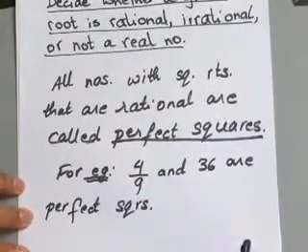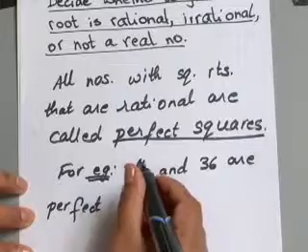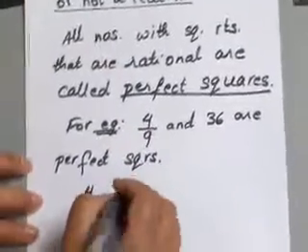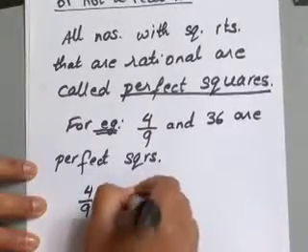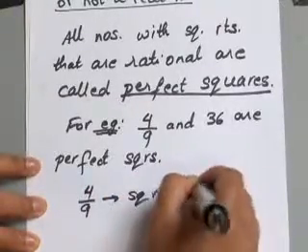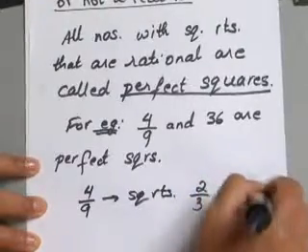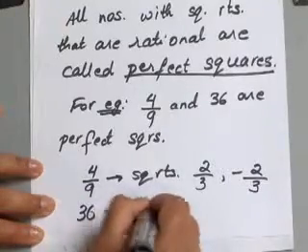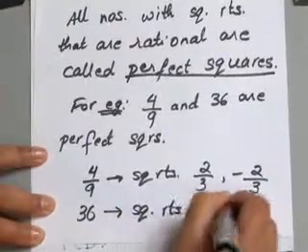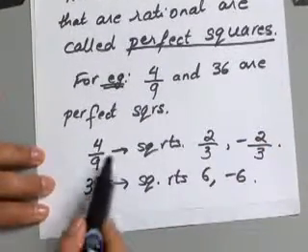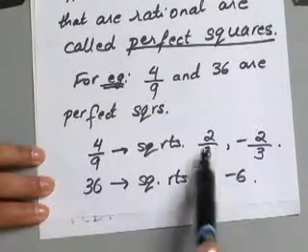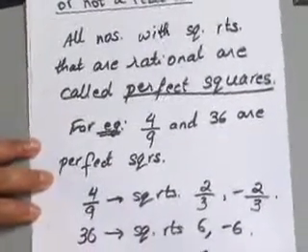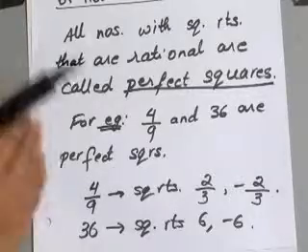Okay, because their roots are going to be... 4 over 9, its square roots are 2 over 3 or negative 2 over 3. And then 36, of course, your square roots will be 6 or negative 6. Okay, so in each one of these you can see your square roots are rational numbers, and so that's why we can say that 4 over 9 and 36 are both perfect squares.